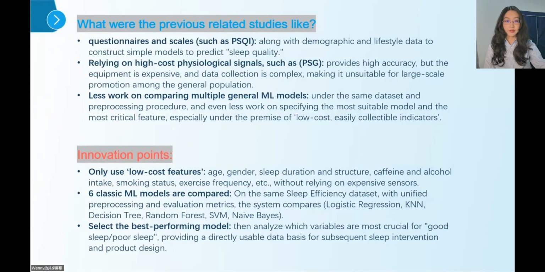Few studies have specifically identified the most suitable model and the most critical feature of sleep quality classification, especially under the permission of using low-cost, easily collectible indicators. This study has 3 main innovation points in order to address these research gaps.